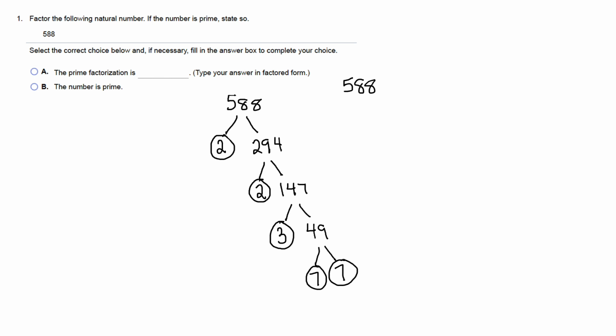The set of prime numbers for 588 is 2 times 2 times 3 times 7 times 7. We can easily check this by multiplying 2 times 2 times 3 times 7 times 7 using our calculator. We should get the number 588.